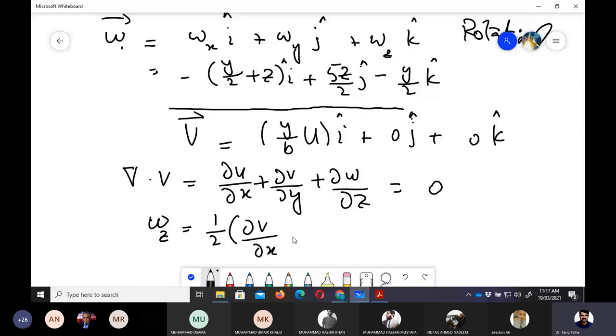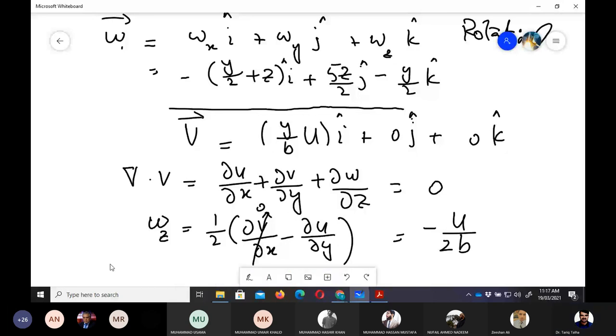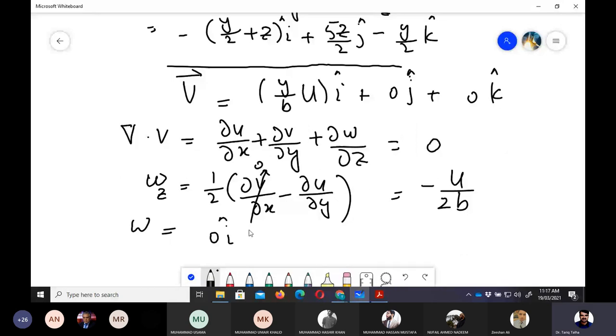Partial v by partial x is equal to 0 here, and partial u by partial y would be equal to U upon b. So we can write minus U upon 2b. So the rotation vector would be equal to zero i plus zero j, there is no rotation in x and y, and for the z direction it would be minus U upon 2b k. I have just written zero i plus zero j to emphasize that the wx and wy components are equal to zero because it is a two dimensional flow, so the rotation can only occur about the z axis.